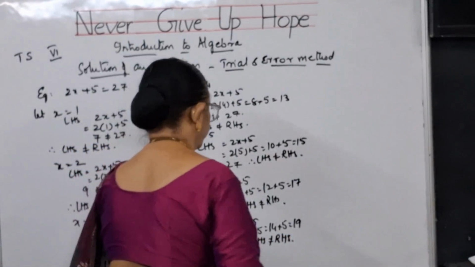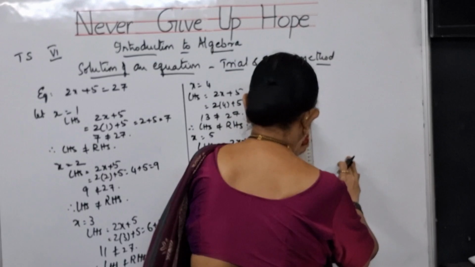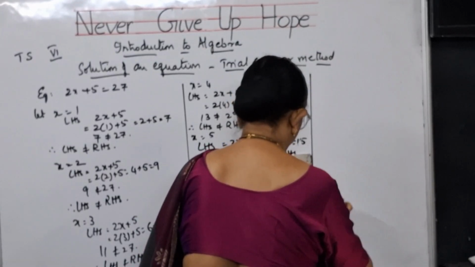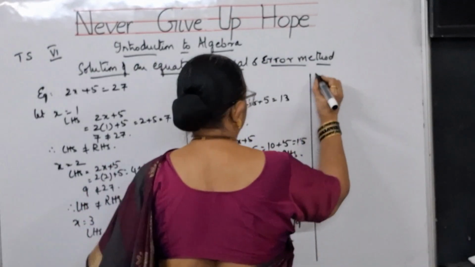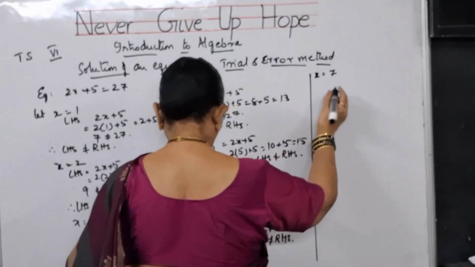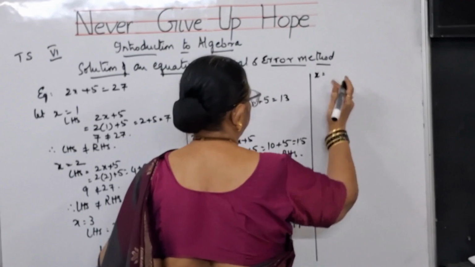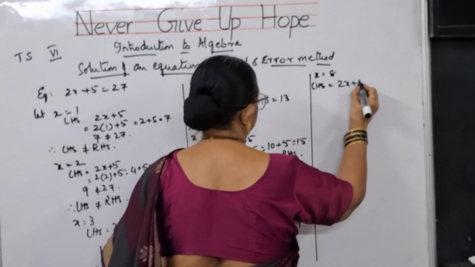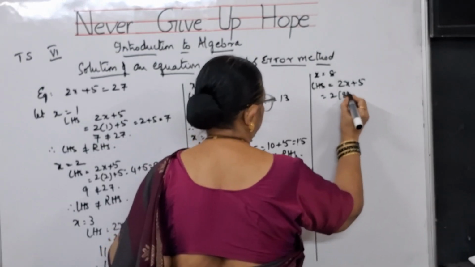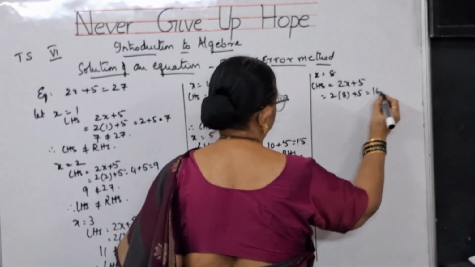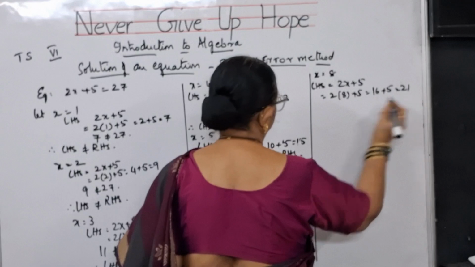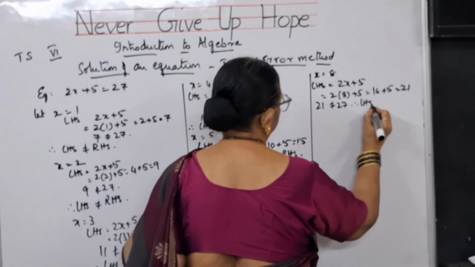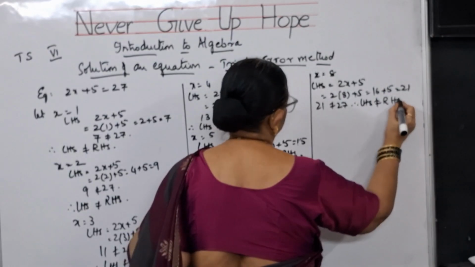Now you take the next part. x is equal to 7 I have completed. Now I should go for 8. LHS 2x plus 5. 2 into 8 plus 5, 16 plus 5, 21. 21 is not equal to 27. Therefore, LHS is not equal to RHS.